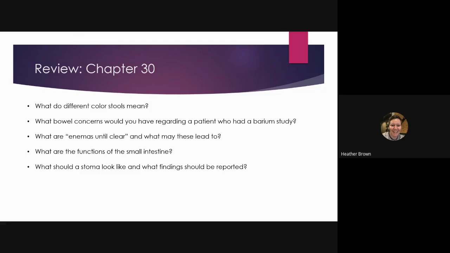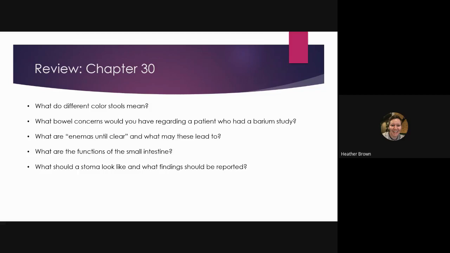All right, then last one here. What should a stoma look like and what findings should be reported? So what color should the stoma be? Red's a good color. Pink is a good color. Moist is good. Pinkish red. That's what healthy tissue looks like: pink to red, moist. It should look alive, right? Pale means no blood supply.